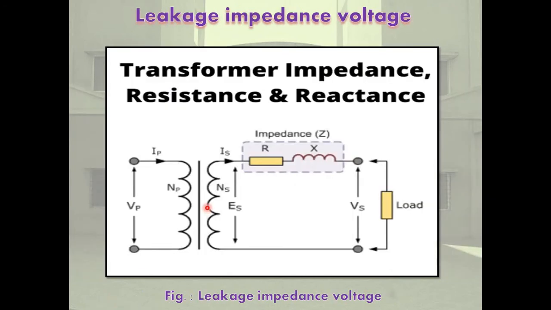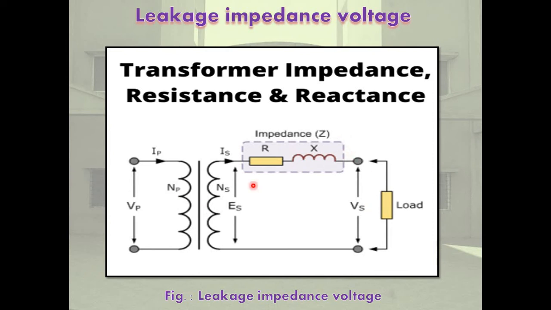Okay, next, this is leakage impedance voltage. Now, what is leakage impedance in a power transformer and how is it measured? The voltage to be applied to the primary side to circulate rated current in the short circuited secondary is called leakage impedance voltage, or we can say impedance voltage of the power transformer. It is measured by conducting a short circuit test.